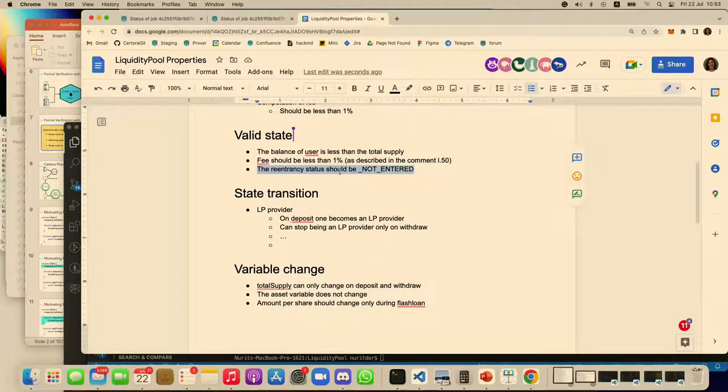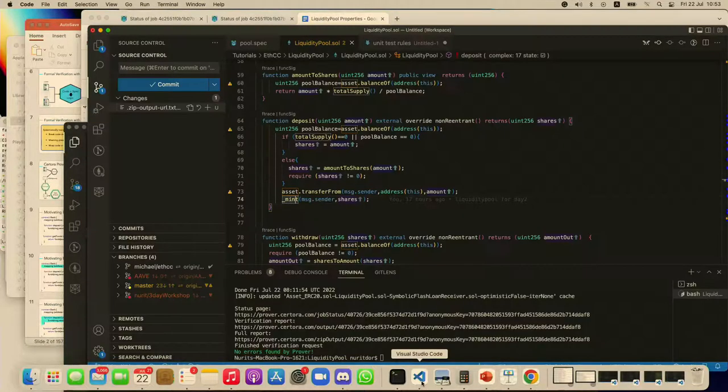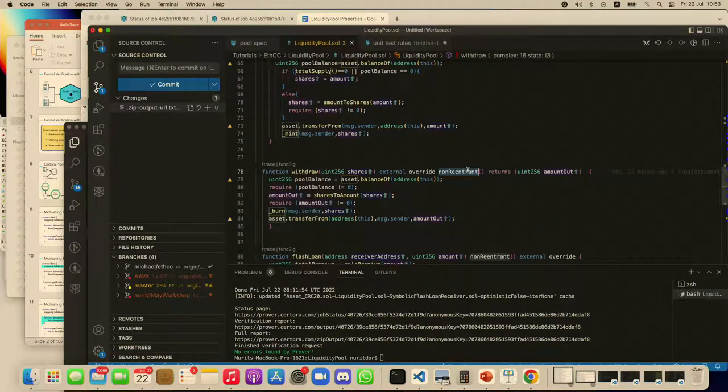Reentrancy should be not entered. So you always start with not entered and every time you leave with not entered. So this is a valid state, but notice that it doesn't check reentrancy. Okay, think of a bug where I now remove the non-reentrancy check here. Okay, the valid state will not catch this, right? So how can we actually check that reentrancy? Any ideas? Yeah, that's nice. So what you want to check?